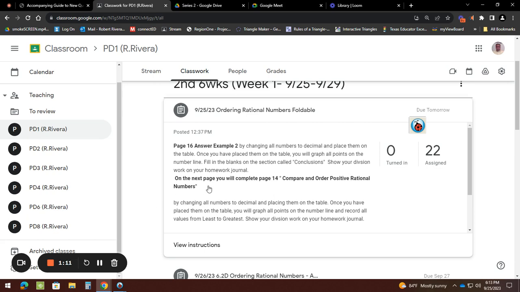On the next page in your journal, you have what's called page 14. The title is compare and order positive rational numbers. Again, you're going to change all numbers to decimals and place them on the table. Once you have placed them on the table, you'll graph all points on the number line and record all the values from least to greatest. Show your division work again on your homework journal.